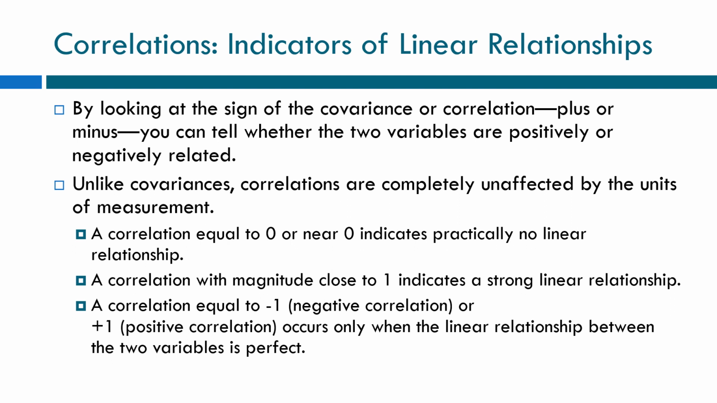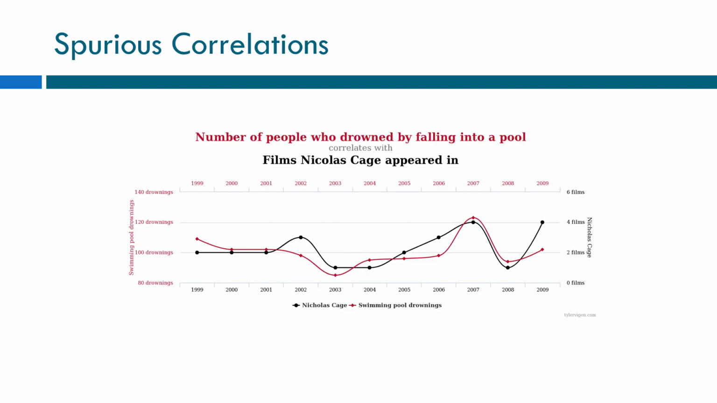A correlation equal to 0 or near 0 indicates that there's practically no linear relationship, and a correlation can be as small as -1, which is a perfect negative correlation, or as high as +1, which tells you that there's a perfect positive correlation. As I said, correlation does not imply causation, as can be very clearly seen on the next slide. Here's the number of people who have drowned falling into a pool, and how that correlates with the number of movies Nicolas Cage has appeared in.